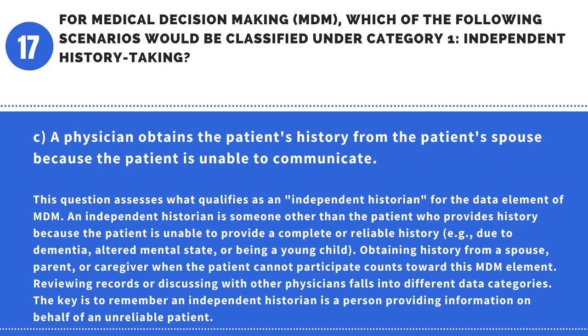Answer: C. A physician obtains the patient's history from the patient's spouse because the patient is unable to communicate. This question assesses what qualifies as an independent historian for the data element of MDM. An independent historian is someone other than the patient who provides history because the patient is unable to provide a complete or reliable history, e.g., due to dementia, altered mental state, or being a young child. Obtaining history from a spouse, parent, or caregiver when the patient cannot participate counts toward this MDM element.